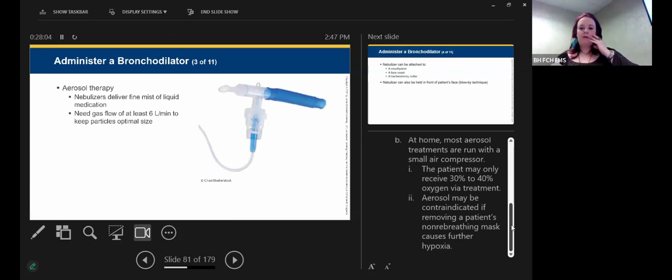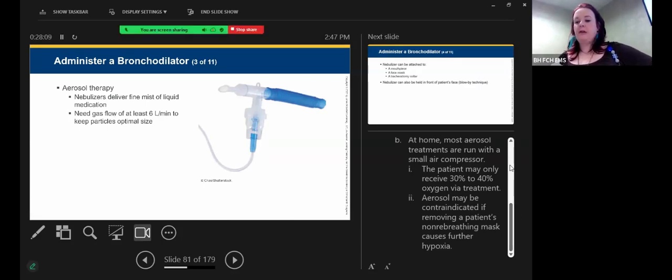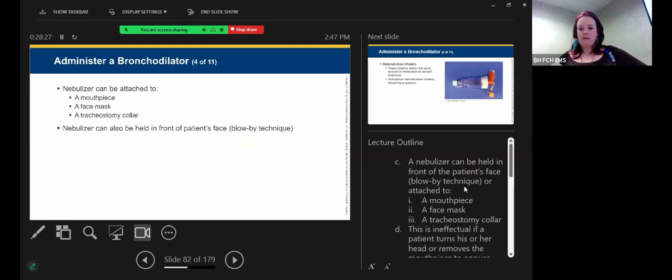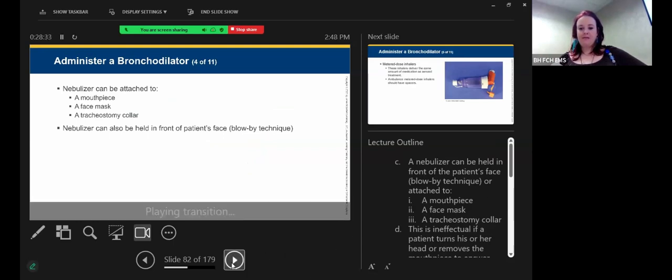So for patients who treat at home, most aerosol treatments run with a small air compressor. The patient may only be receiving 30 to 40% oxygen via treatment. Aerosol may be contraindicated if removing a patient's non-rebreathing mask causes further hypoxia, which we have on most of ours, like our CPAP, where we can attach it to it, so we don't have to worry about that. We know how to administer a bronchial dilator.